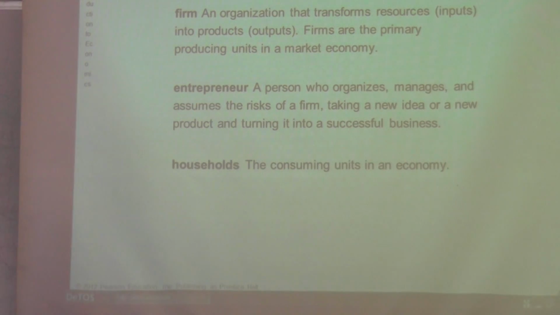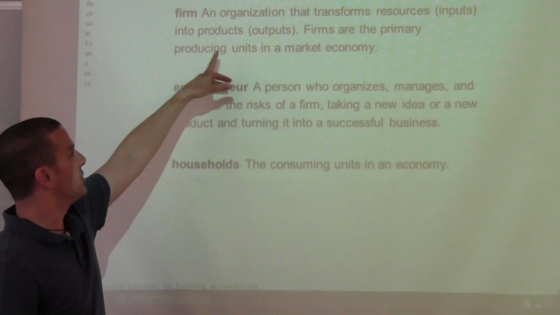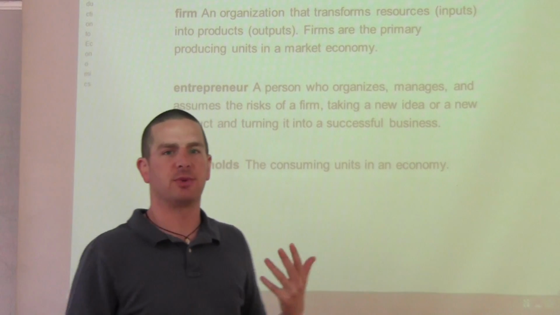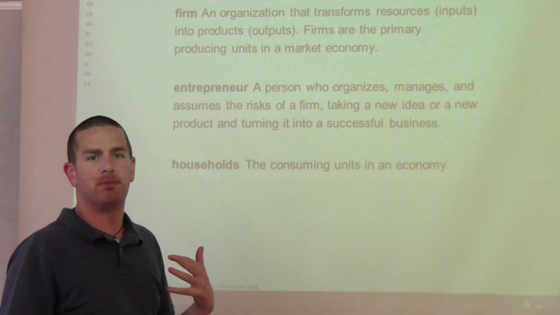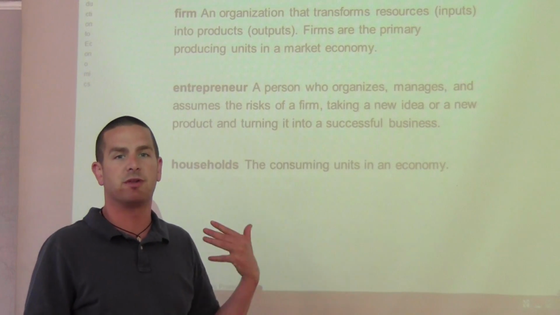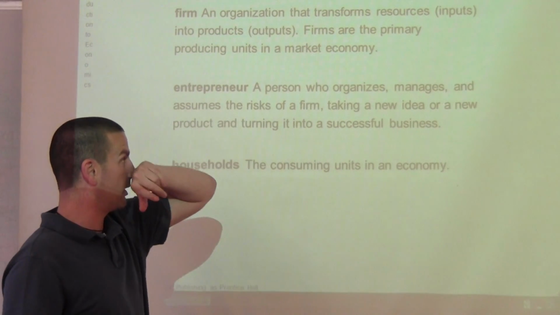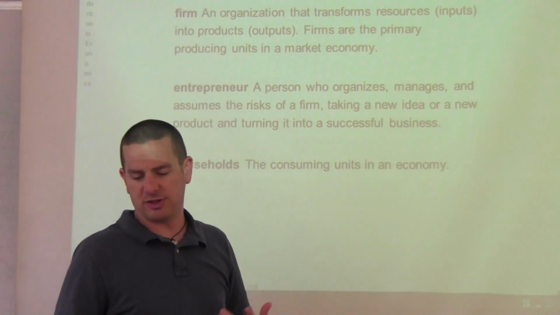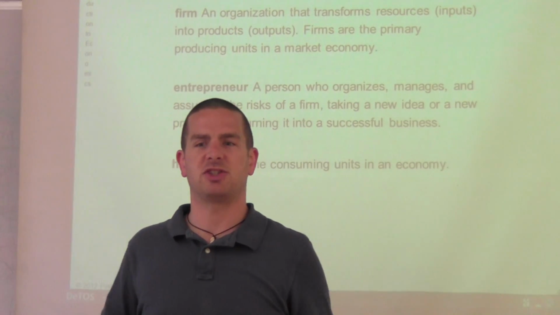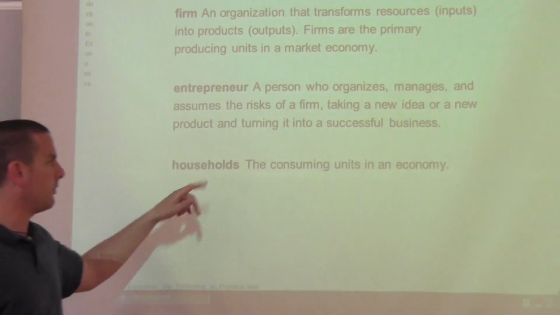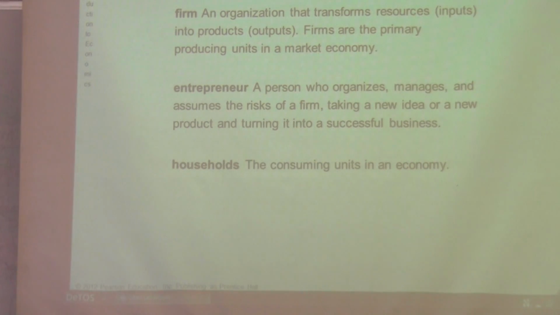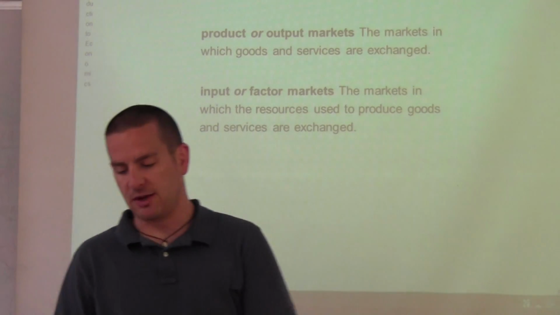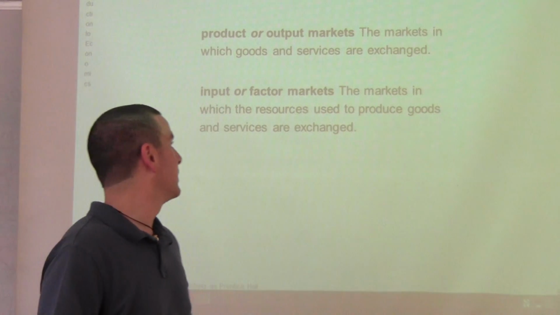A firm is an organization that makes things. Firms are just another word for businesses. I prefer the term business enterprise, but most economists use the word firm. An entrepreneur is a person who organizes, manages, and assumes the risk of the firm. The entrepreneur is generally the boss, the person who starts up the business, starts the company. And households are the consuming entities. There are people who buy cell phones, water bottles, tablets, etc.